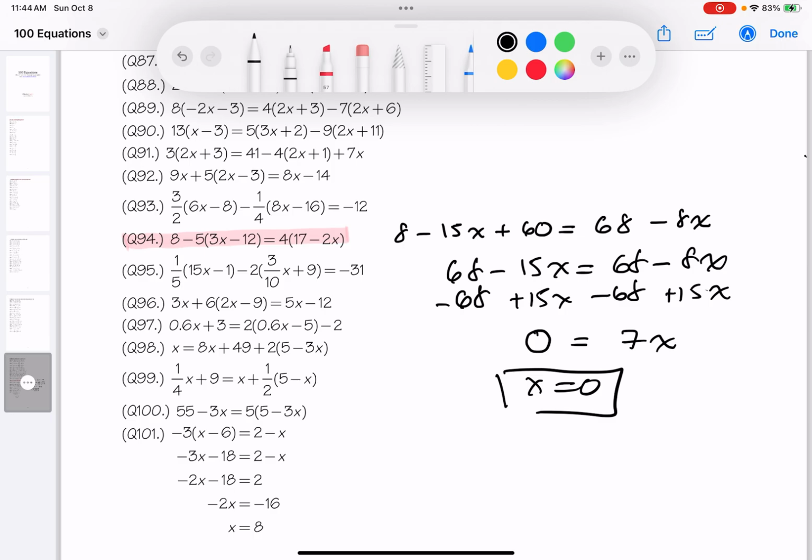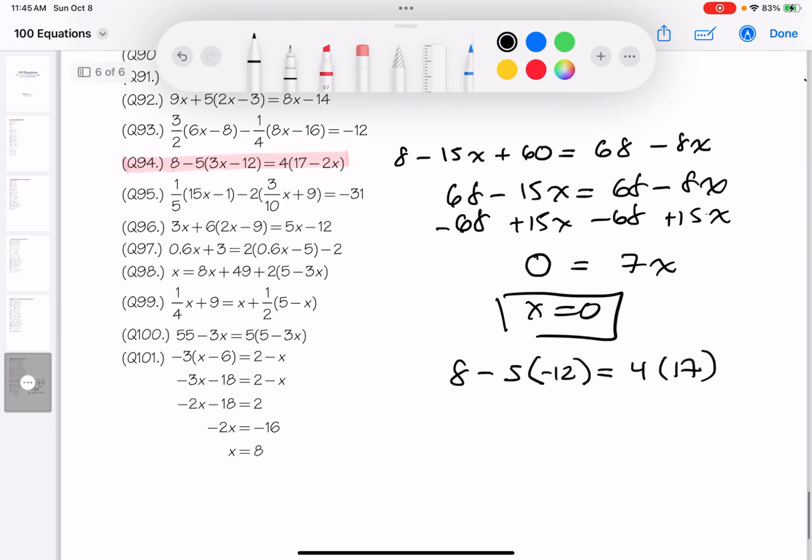I'm going to check it. You get 8 minus 5. Well, 3 times 0 is 0, so you get minus 12 equals 4. Then you get 17, and 2 times 0 is 0. Let's just check it. You get 8 plus 60. And 4 times 17 is going to be 40 and 28, which is 68. It does work out beautifully.